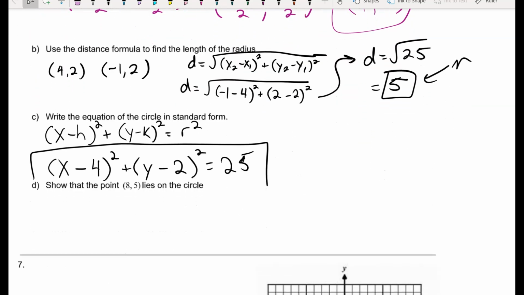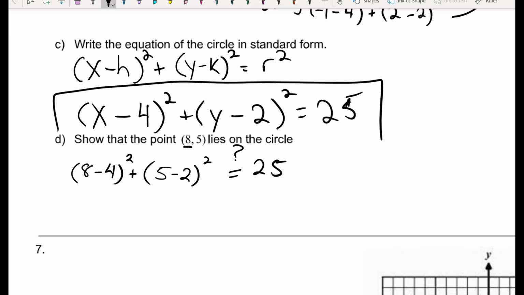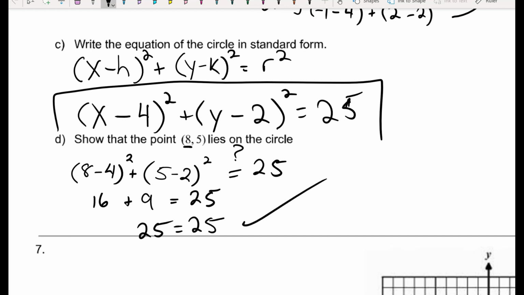Now, in order to show that any given point lies on the circle, that means that when I plug into the equation of the circle, it should satisfy that equation. So I'm going to plug in 8 for x, and I'm going to substitute in 5 for y, and I want to see if the left-hand side equals 25. Well, 8 minus 4 is 4, and 4 squared is 16. 5 minus 2 is 3, and 3 squared is 9. And when I add 16 to 9, I get 25. So this would show that, in fact, the point does lie on the circle, because when I plug it in for x and y, it satisfies that equation.